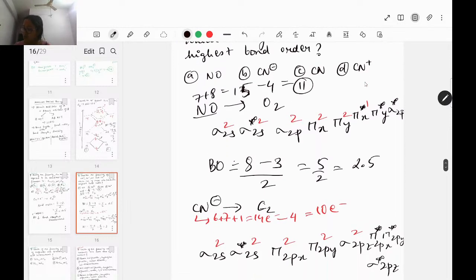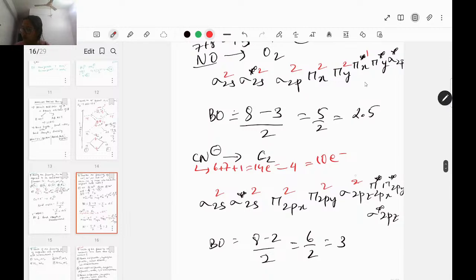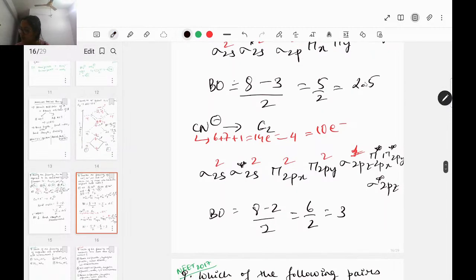So in the same configuration only, let me find out CN. CN minus is a 10 electron system, so CN will be a 9 electron system. So we remove 1 electron. Since we are removing that electron from the bonding molecular orbital, the bond order of CN will be what? 2, 3, 4, 5, 6, 7. 7 minus 2 by 2, which is 5 by 2, which is 2.5. So this decreases from 3, right?